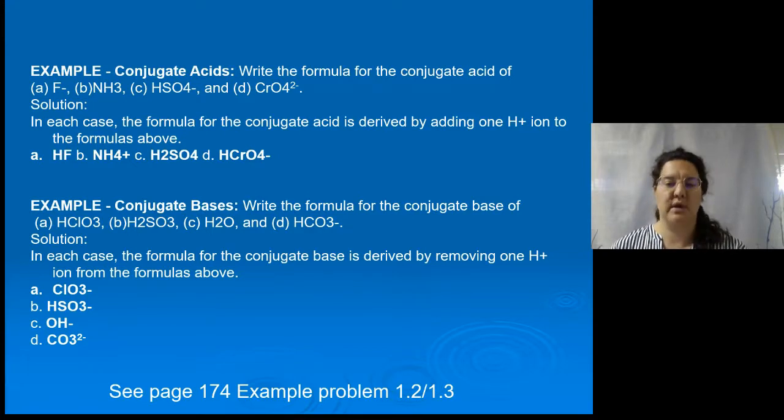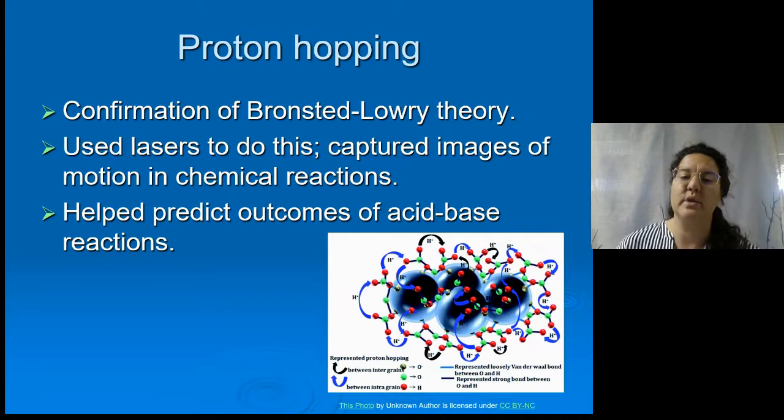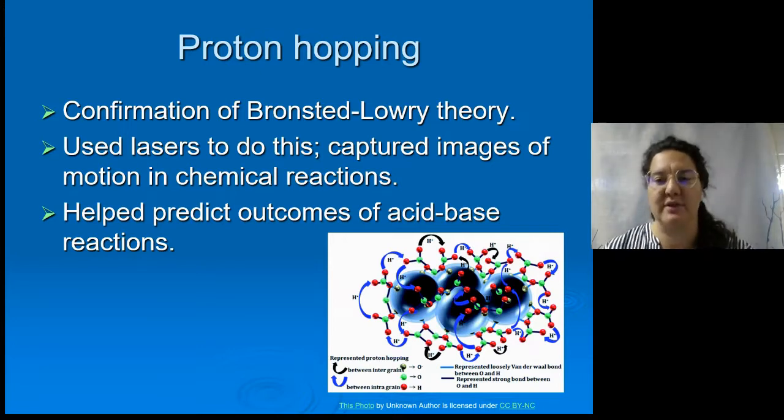So again, in the Bronsted-Lowry theory of reactions, our acid is going to be a proton donor and our base is going to be a proton acceptor. The conjugate acid is formed once the hydrogen has joined the base, and our conjugate base is formed once the acid has lost its hydrogen ion. Now, we use lasers to capture images of the motion in chemical reactions, and it helps confirm our Bronsted-Lowry theory of acids and bases. And this will help predict the outcomes of acid-base reactions.